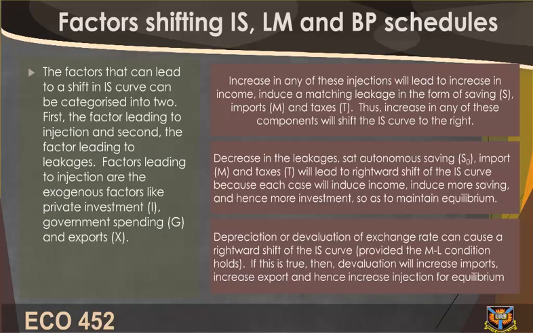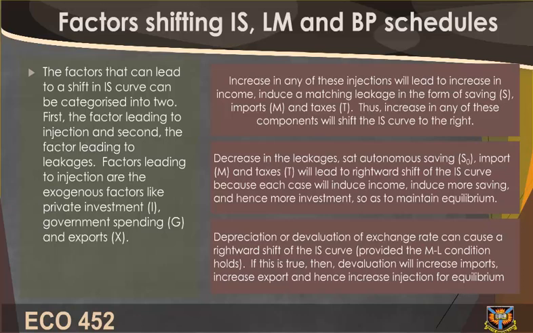Factors shifting IS, LM and BP schedules. The factors that can lead to a shift in the IS curve can be categorized into two. First, the factor leading to injection, and second, the factor leading to leakages. Factors leading to injection are the exogenous factors like private investment I, government spending G, and export X.